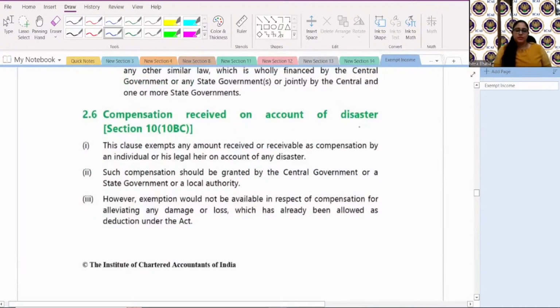Compensation received on account of disaster. Now, if a disaster happens, you may read in the sad news that a so-and-so disaster has happened and the government has awarded compensation to the family or to the individual who has suffered. Okay, this happens. So that compensation you are receiving because of a disaster, provided that the compensation is from the central government, state government, or local authority, is an exempt income. Provided, again, another condition which is very important is that you are not claiming the deduction of expenditure.